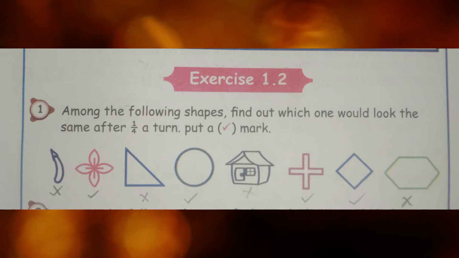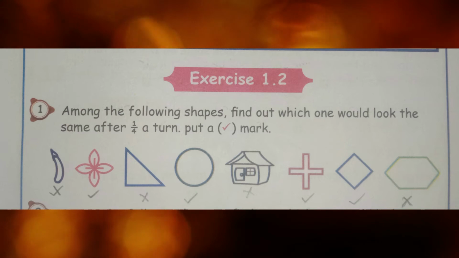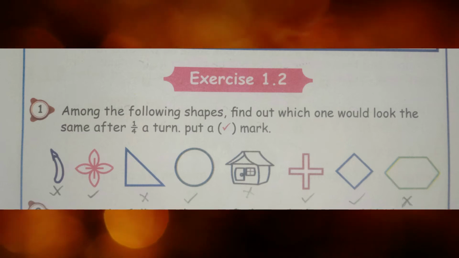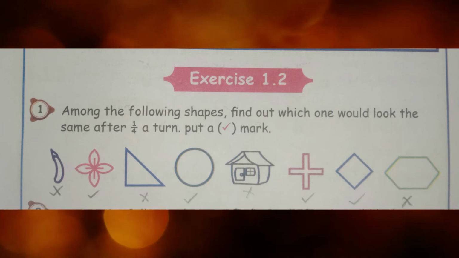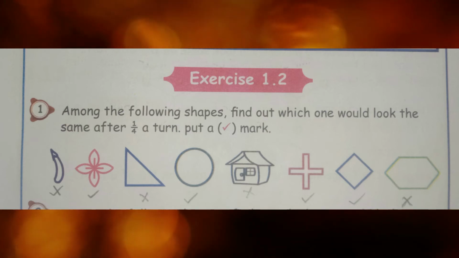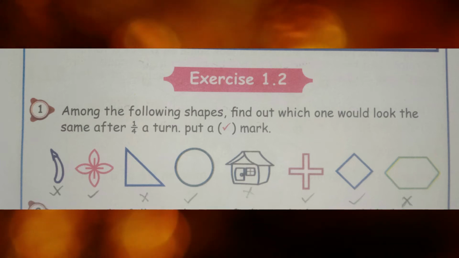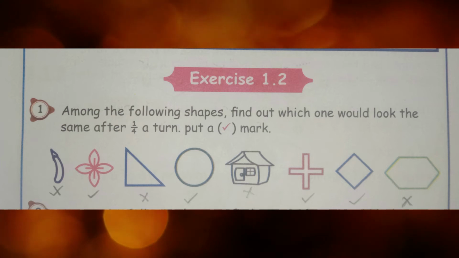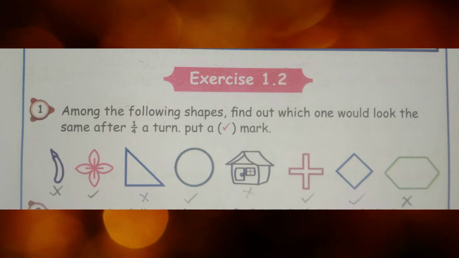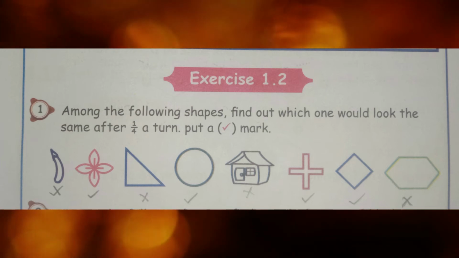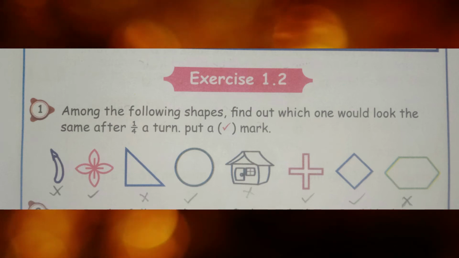Now look at the third shape. It is a right angle triangle, right? If we move that right angle triangle 1/4 of its position, do we get the same shape? No. So it is wrong. Now let us move on to the circle. If we move or rotate the circle 1/4 of its position, we get the same shape, right? So we have to take that picture.